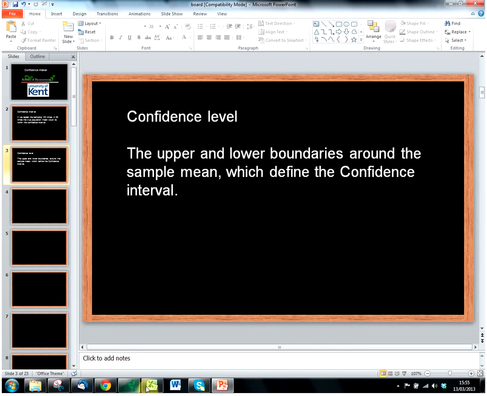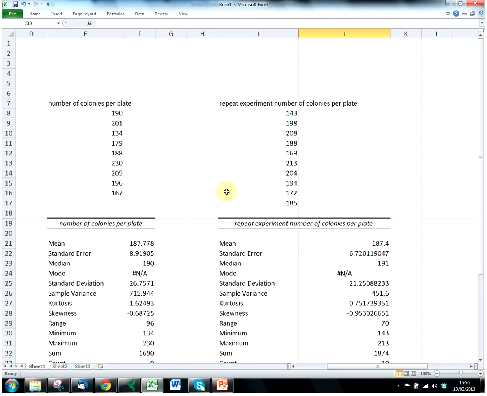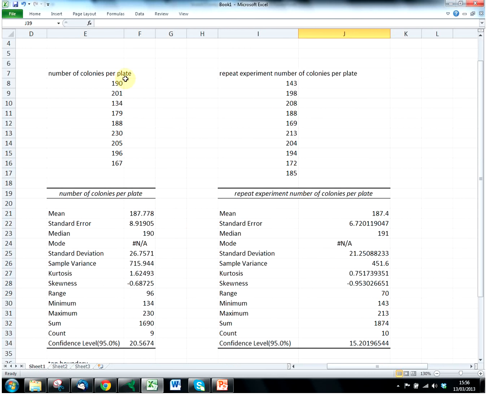So let's go to Excel, and here I have done a little experiment. I've grown bacteria on colonies, and I simply counted these colonies per plate. So on the first plate I've got 190, 201, and so on and so forth. And then I've done a little bit of descriptive statistics for this particular set of data. So this is actually my sample here, and this sample consists of 9 measurements here. Now I get this statistics, the descriptive statistics for this particular sample.